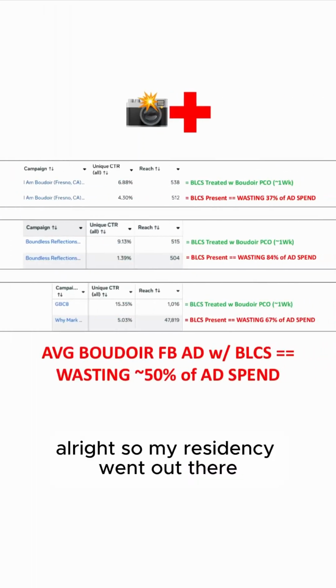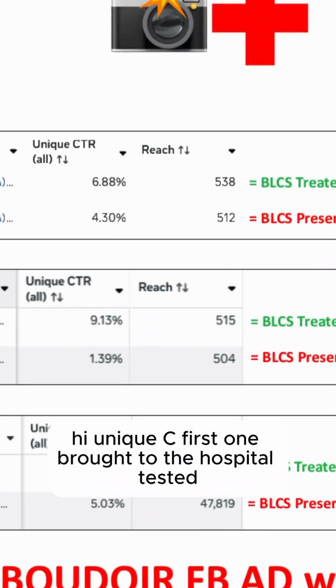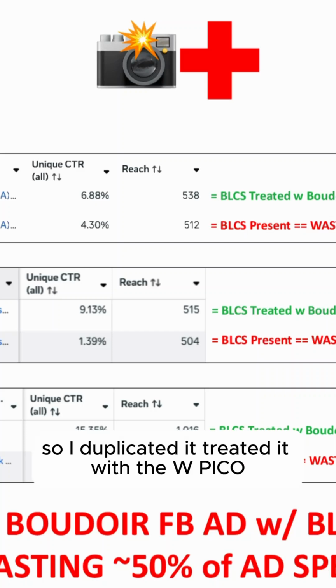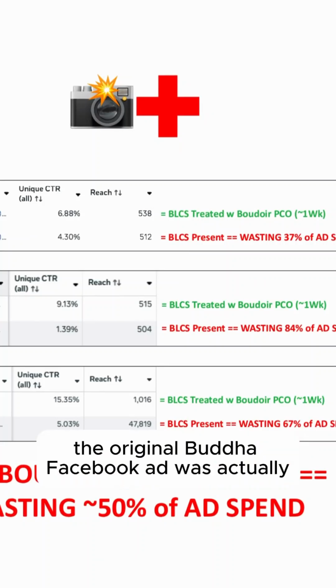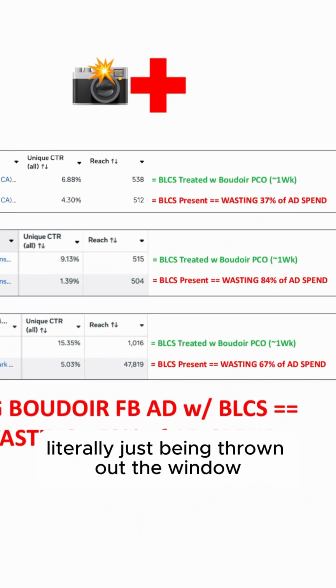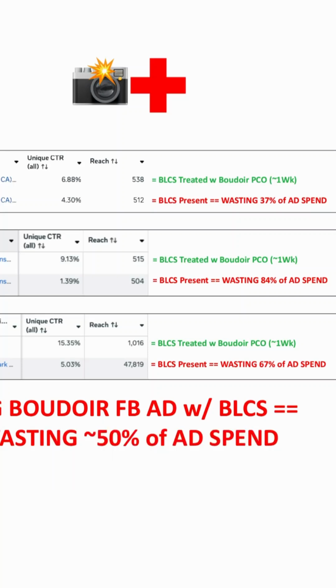All right, so in my residency, I went out there, found some Boudoir Facebook ads out in the wild. The first one, I brought to the hospital, tested it, and it had a unique CTR of 4.3%. So we know BLCS is present. So I duplicated it, treated it with Boudoir Pico, took about a week, and got the unique CTR up to 6.88%. So we found out the original Boudoir Facebook ad was actually wasting 37% of ad spend, literally just being thrown out the window, given to Facebook with no benefit to us.